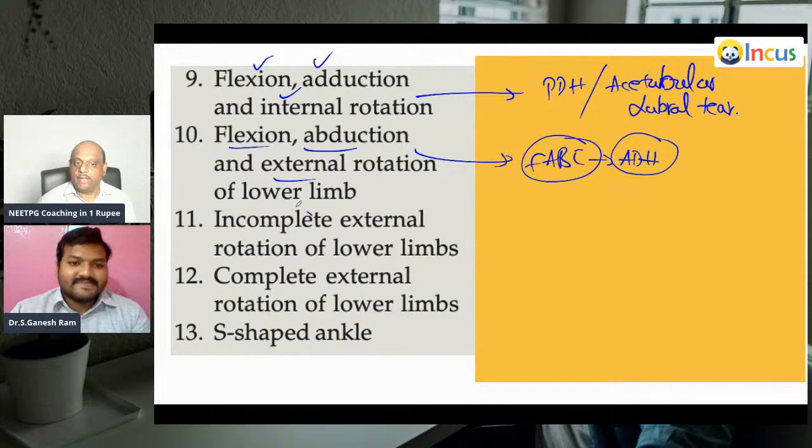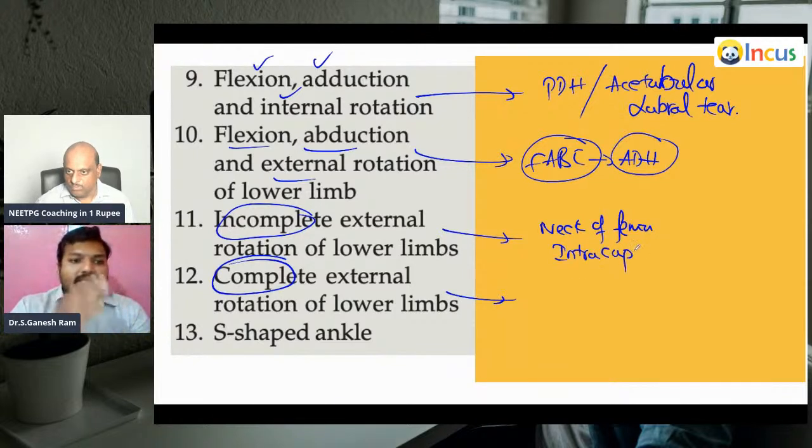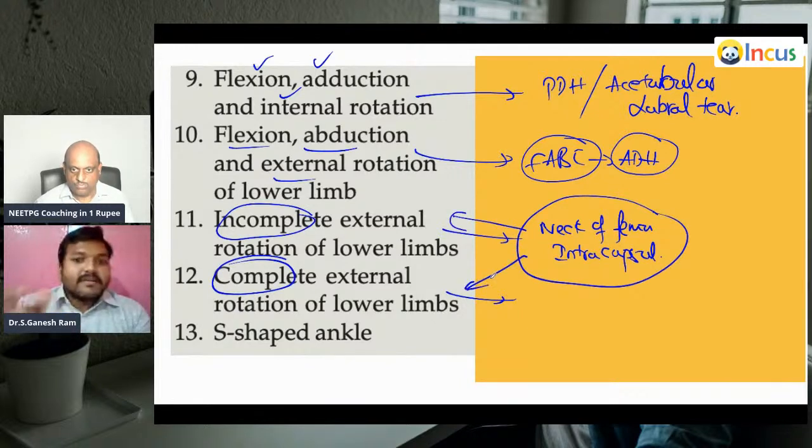Wonderful. And incomplete external rotation and complete external rotation of the lower limb? Yeah, that's what I was talking about. In the neck of femur fracture, especially the intracapsular fracture, sir. The basicervical one could be either intracapsular or extracapsular type. The basicervical, that means the neck and trochanter junction region. So that could go into either complete or incomplete external rotation deformity. Whereas the intracapsular neck of femur fracture will always go for an incomplete external rotation deformity of the lower limb. Whereas the complete will be intertrochanteric fracture, sir.